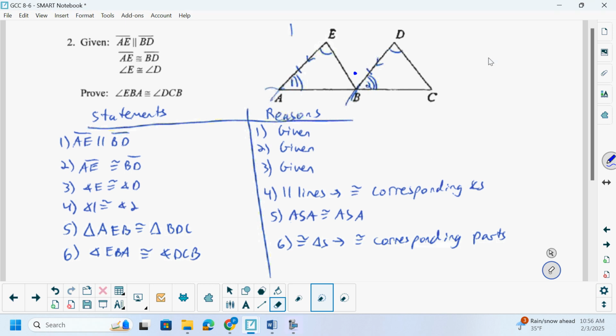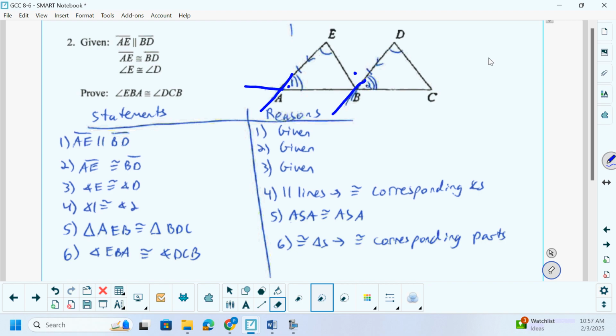So it's sometimes helpful if you extend the parallel lines and extend the transversal. Notice this angle is now in the top right. Angle 2, where I numbered, is also in the top right. So we can do parallel lines implies congruent corresponding angles. That gives us that angle 1 and 2 congruent, and now we have a side in between 2 sets of angles for angle, side, angle.